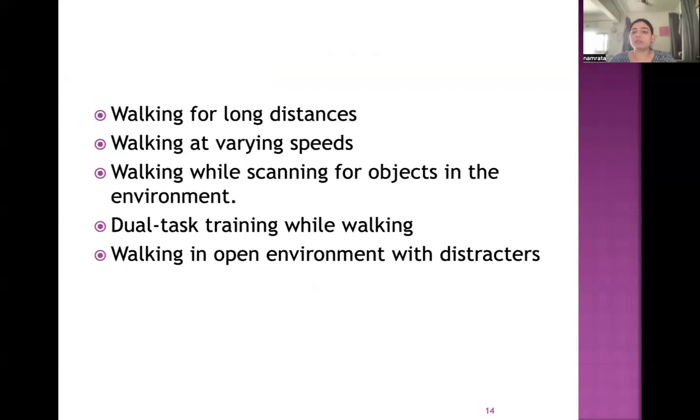Then walking for a longer distance, walking at a different speed, walking while scanning for the objects in the environment, because it is also important to see around you what is happening. If there is a vehicle coming or anything like that, you have to train your patient to see the environment while walking, checking out all the objects around you while walking, and dual task training is also very important.